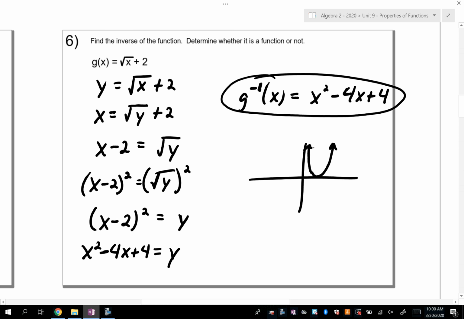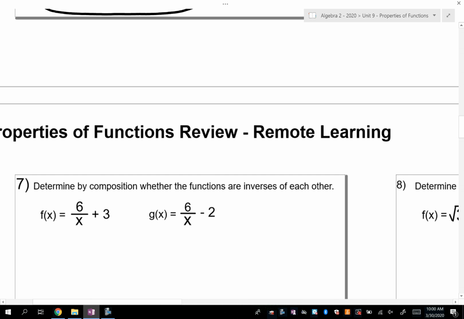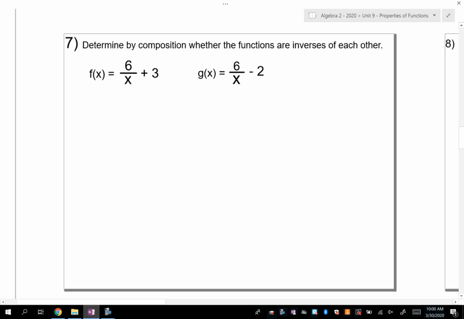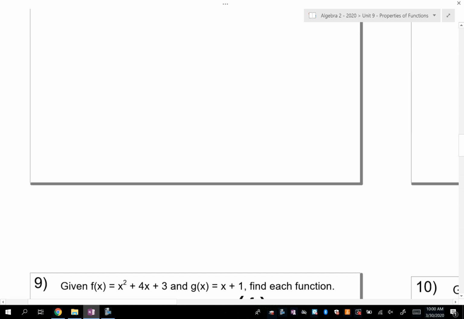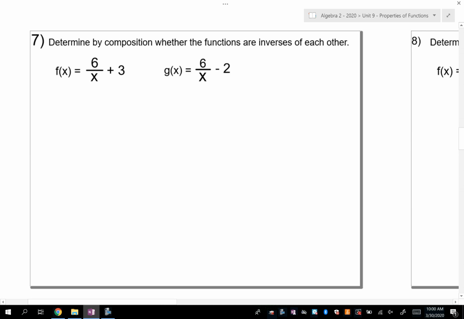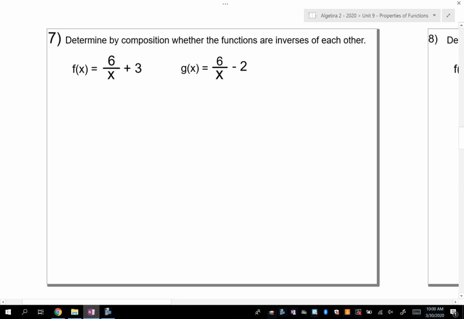All right, so that's number 6. Let's go to number 7. Now, in number 7 and in number 8, for these questions, we were trying to determine with composition whether the functions are inverses of each other. So basically what this does is it gives you another way to see if 2 functions are inverses of each other instead of just finding the inverse of one and seeing if it matches. And this is really just a practice of composition.